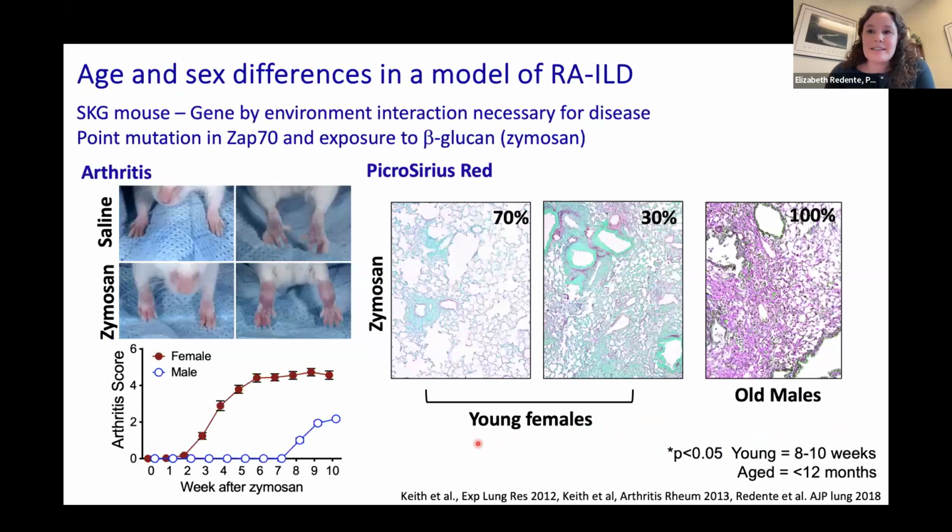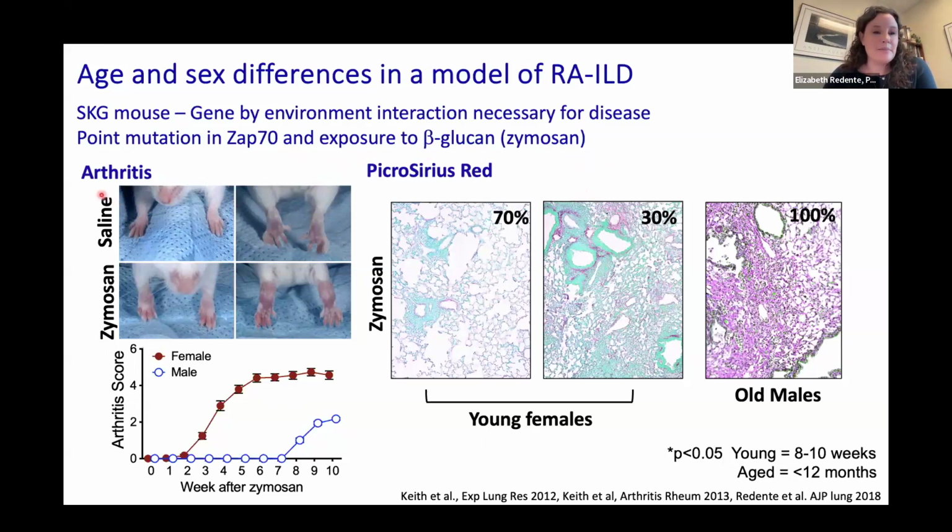Another model where we see age and sex differences is in a model of rheumatoid arthritis interstitial lung disease. This is an SKG mouse. So this is an example of a gene by environment interaction where both things are necessary for disease formation. These animals have a spontaneous point mutation in ZAP70, and only upon exposure to a beta-glucan, we use zymosan for these experiments, do they develop arthritis. And only a subpopulation of these animals then go on to develop a fibrotic or interstitial lung disease.